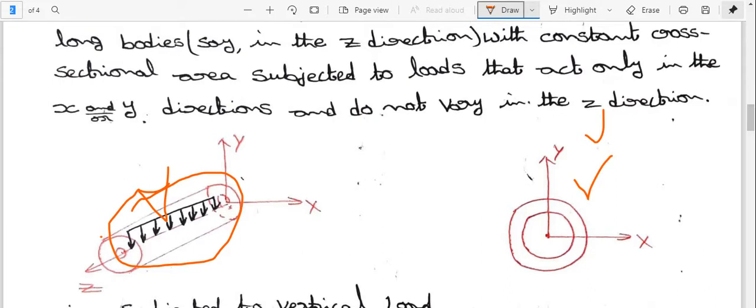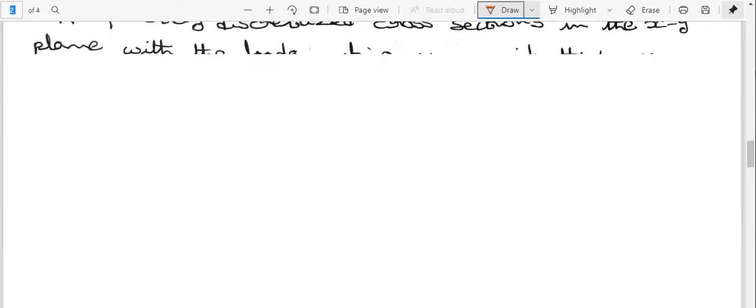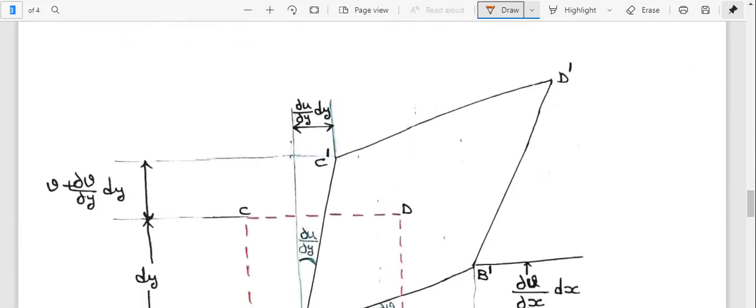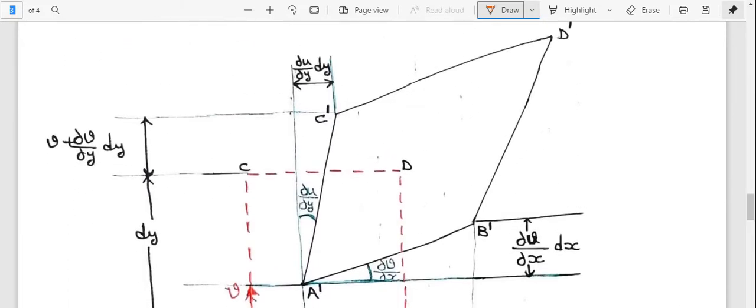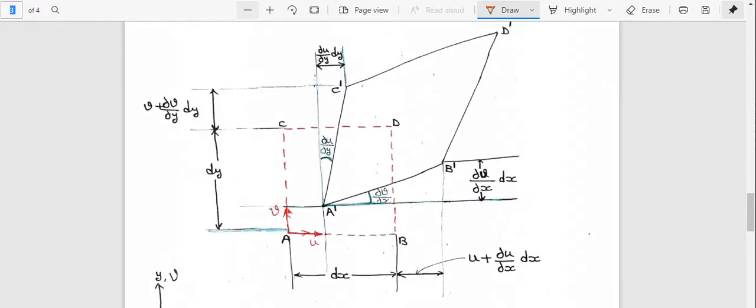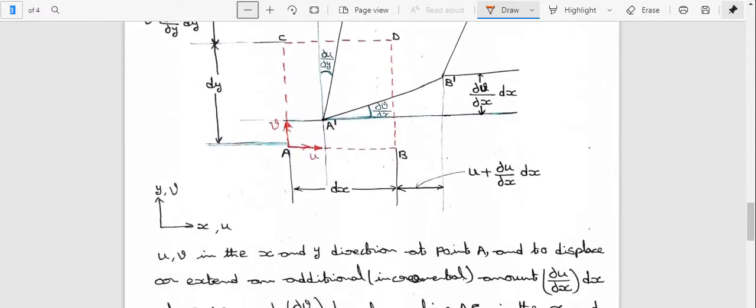Now I am going to explain the concepts of the two-dimensional state of stresses and strain. The stress-strain relationships for plane stress and plane strain are necessary to fully understand the development and applicability of the stiffness matrix for the plane stress and plane strain conditions.